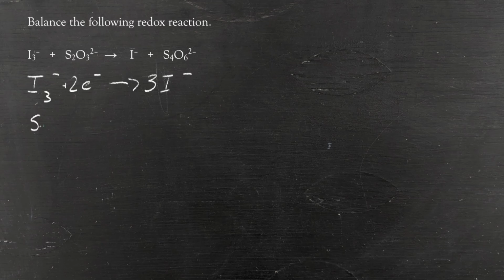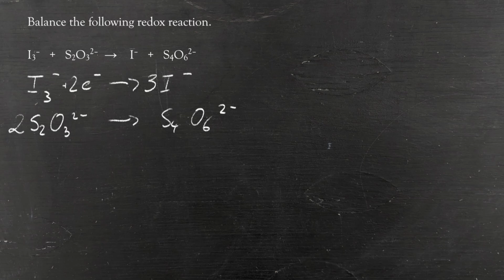We have our S2O3 2- reacting to produce S4O6 2-. On the left, we can see we have 2 sulfurs, 3 oxygens. On the right, 4 sulfur, 6 oxygen. So we'll put a 2 out the front on the left-hand side. Now we have 4 sulfur and 6 oxygen. So that balances, but our charges don't.